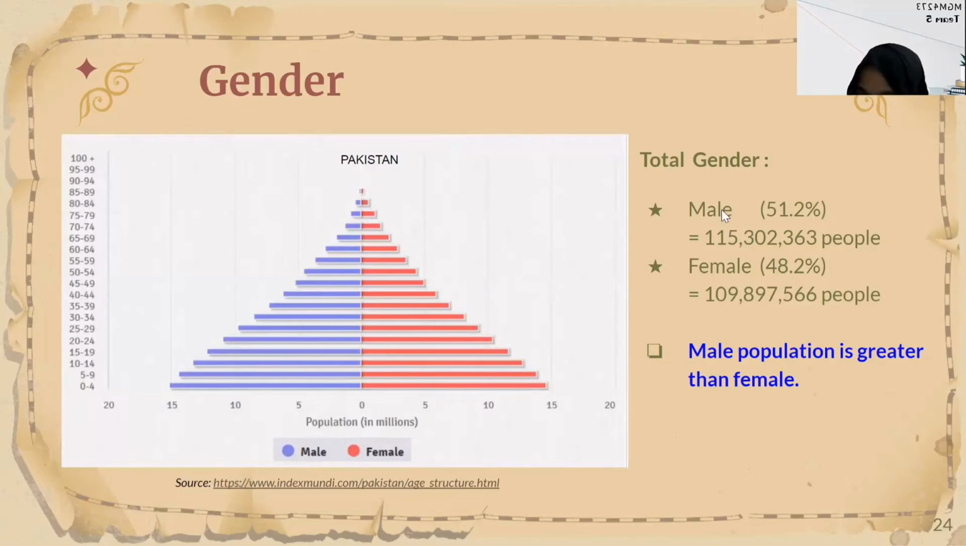And according to the pyramid, here we can see the total number of males and the total number of females. Here, the total male population is 51.2% of the total population, which is 150,302,363 people, and the female portion is 48.2%, which is equivalent to 109,897,566 people. So here we can see that the male population is much greater than the female population in Pakistan.